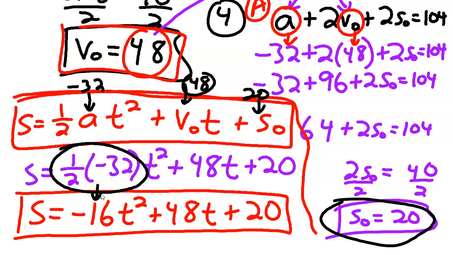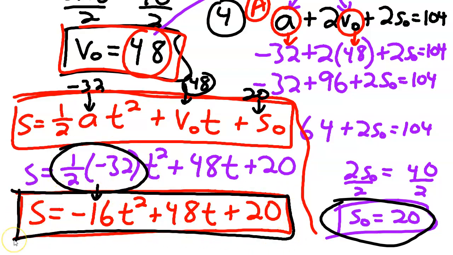and then this can be simplified further. Half of -32 is going to be -16. And so this equation models that scenario, right? And we were able to figure out the initial velocity and the initial height of the ball, and we figured out the acceleration due to gravity by using those points that were provided at the beginning.